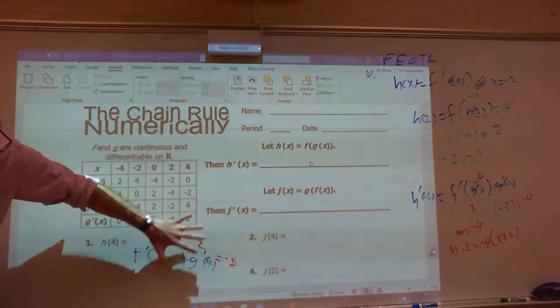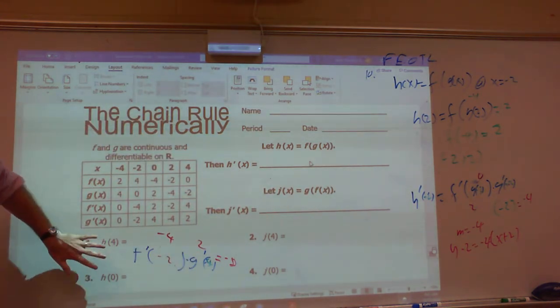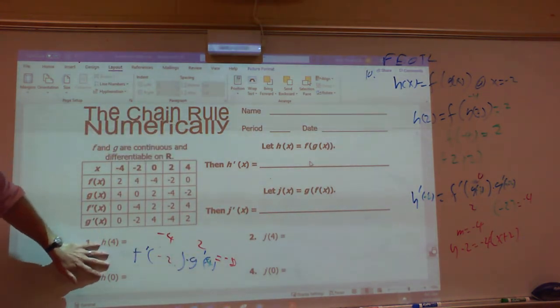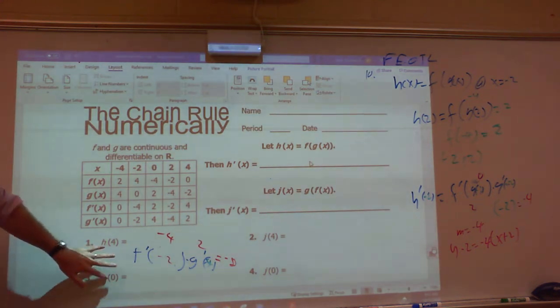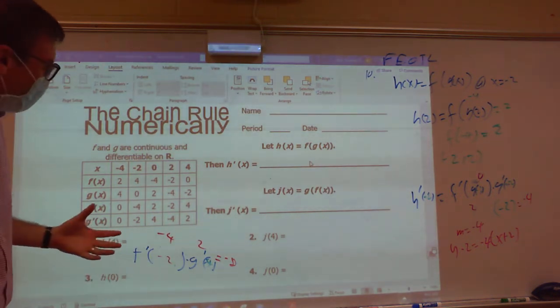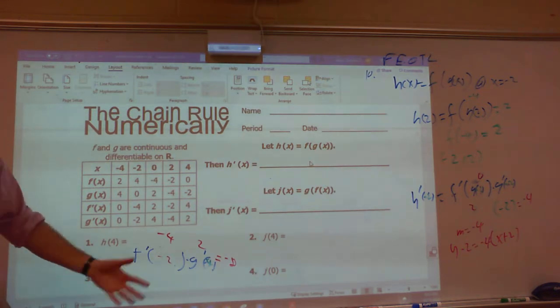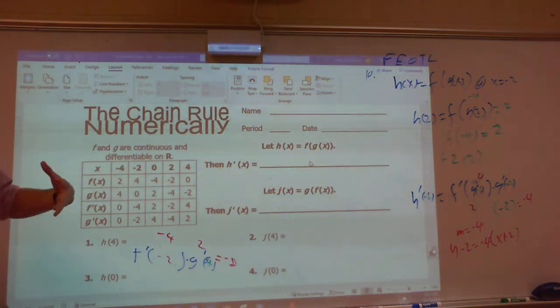So as you're doing these, keep in mind, if you don't have a derivative, it's an algebra 2 question. Like if you don't see the prime, it's an algebra 2 question. And like the first 8 problems are talking about just computing values.